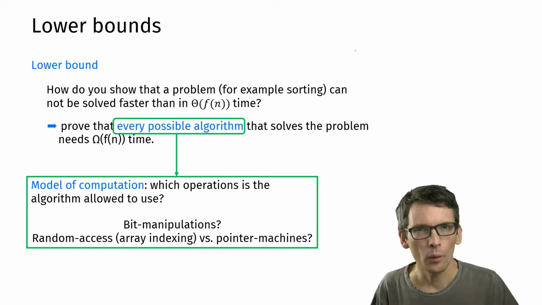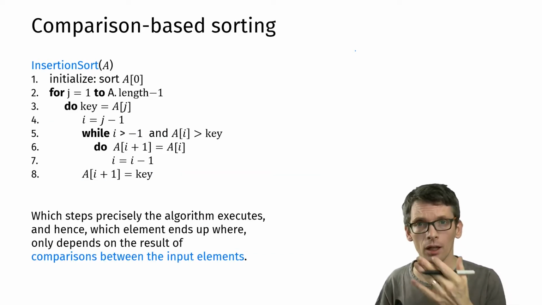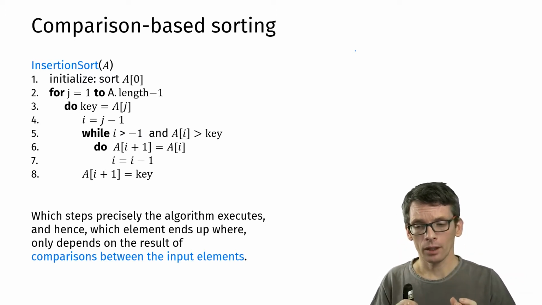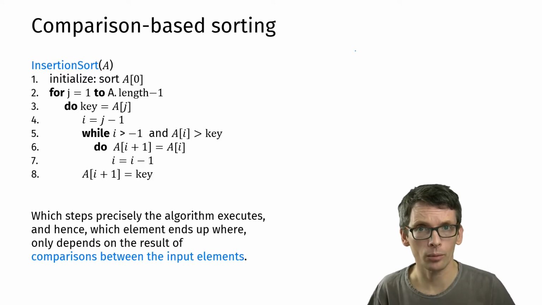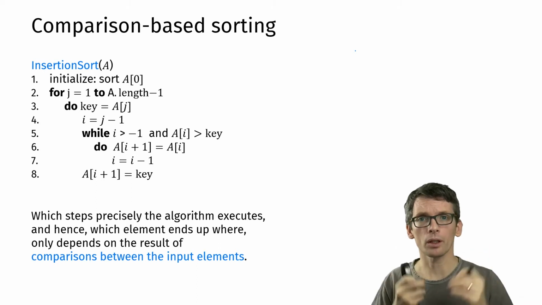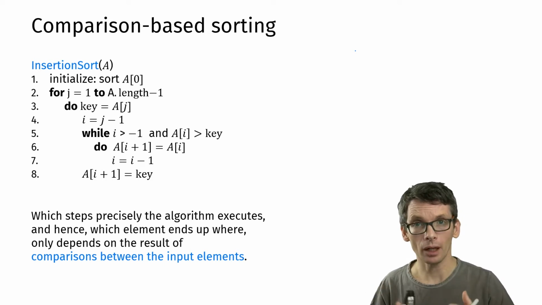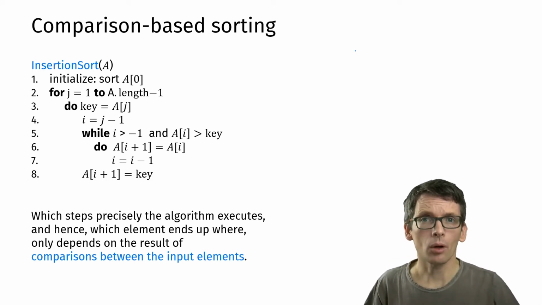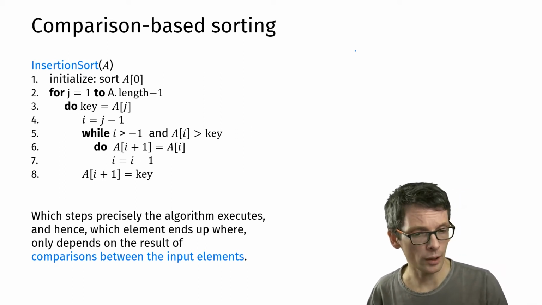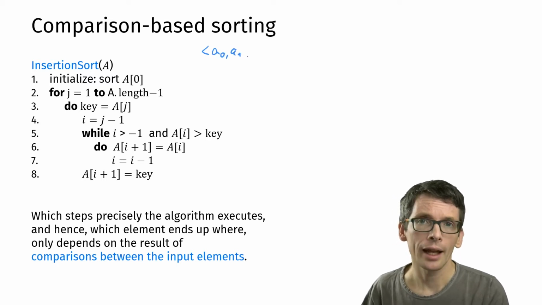For sorting, we can actually work with a very simple model, and I explain that by the example of insertion sort. Here you see insertion sort, and what we can observe is that all of the decisions that the algorithm takes are based on comparisons between input elements. So instead of counting all the precise steps that the algorithm does, what we will count is the number of decisions that the algorithm is taking. Let me illustrate that by an example. Let's assume our input are three numbers, A0, A1, A2.